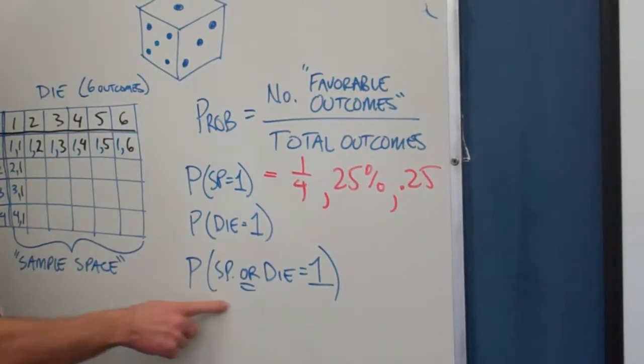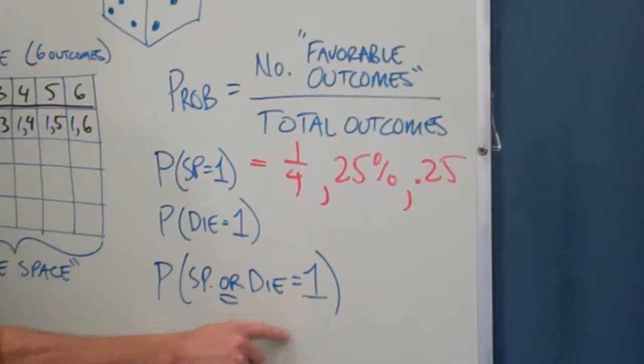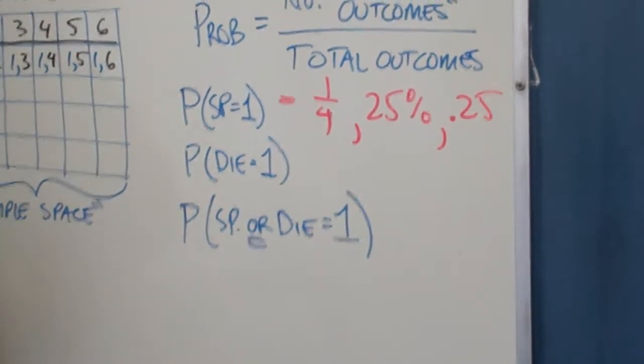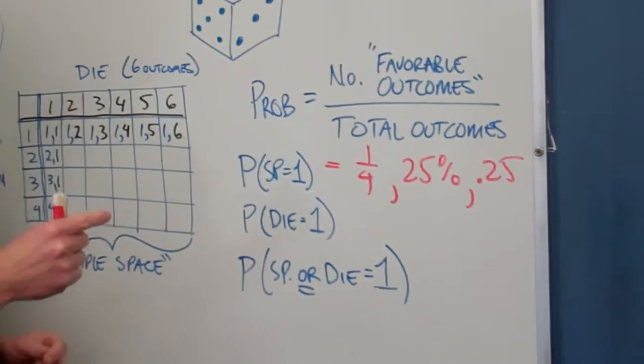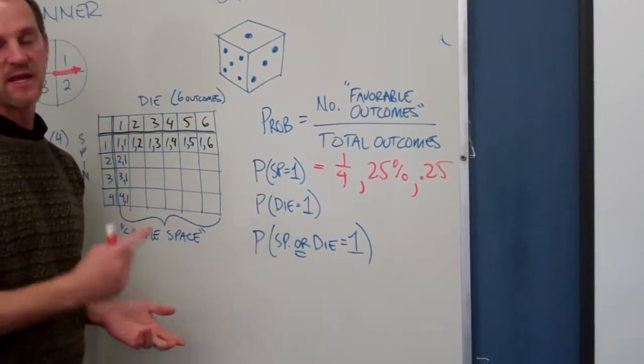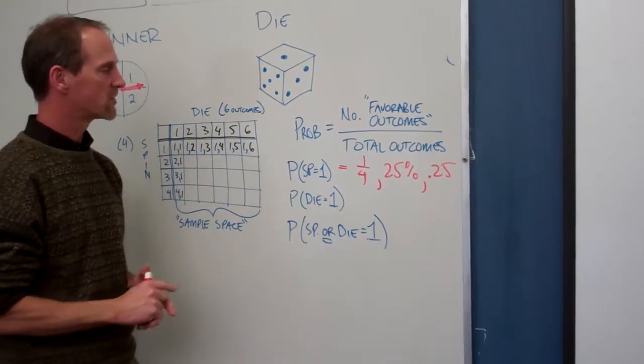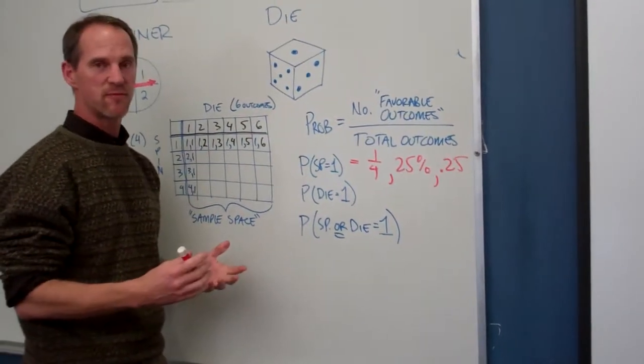But the homework will ask you questions like, what's the probability of rolling a 1 on either the spinner or the die? What's the chance of having there be a 1 in either of them? Not both of them, but just one or the other, okay? And what do you do with the probability?